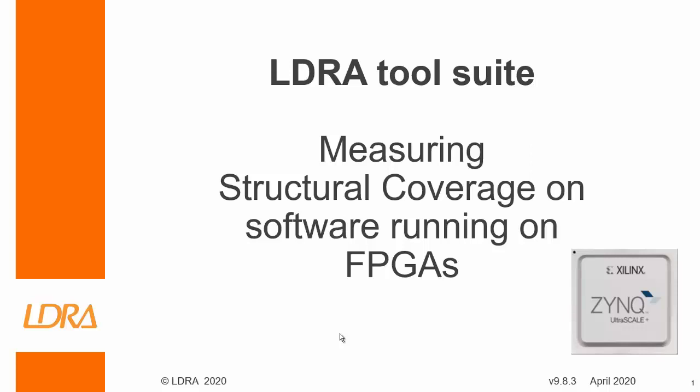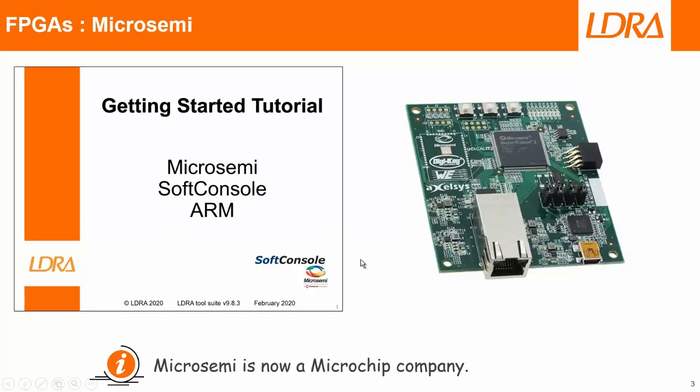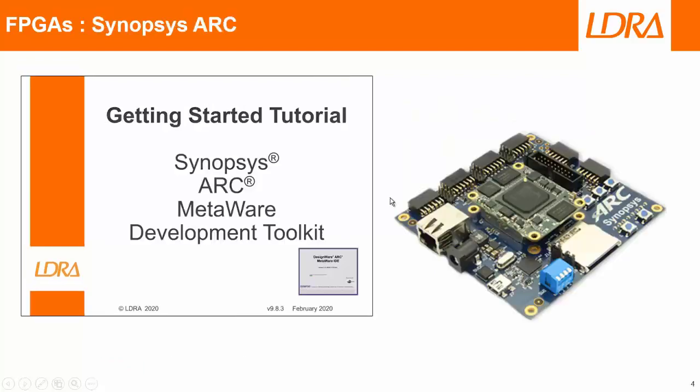Hello. This video is going to show how we can measure structural coverage on software that's running on FPGAs. Now, there's a lot of different FPGAs available today. For instance, I could show it working with the Intel Quartus and Nios 2. I could show it with Microsemi, that's now a Microchip company. I could have shown this running with SoftConsole on a SmartFusion 2 board.